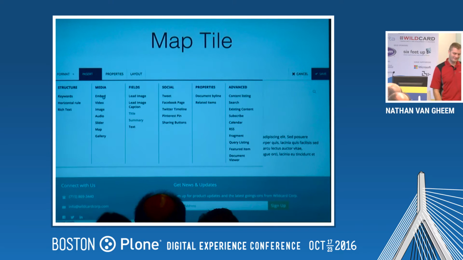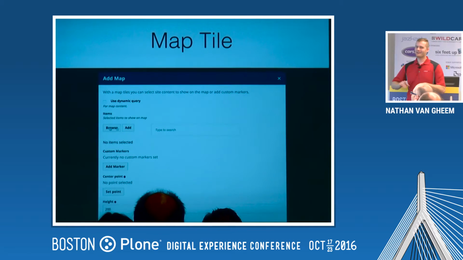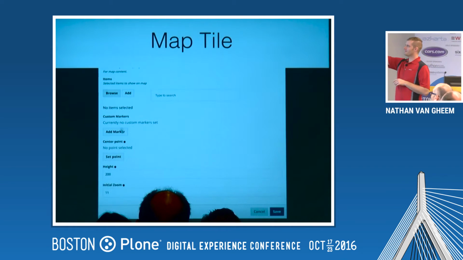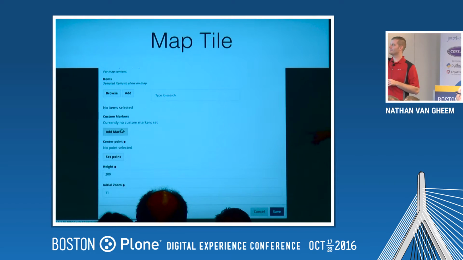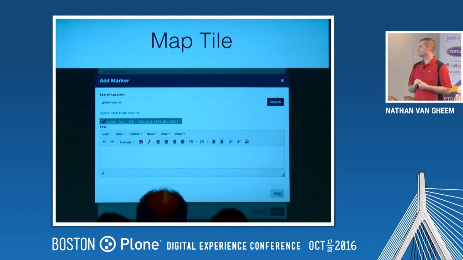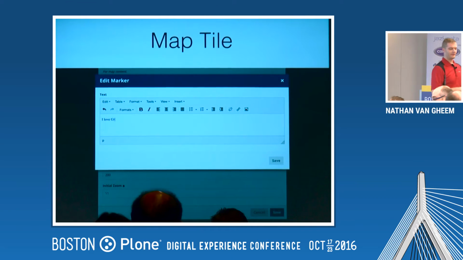And we have mapping with all of our content. So we have a mapping tile, and all content can have mapping coordinates on it. So you could just select items on your site, or you can add your own markers directly, and they'll show up on the map, and you can add descriptions and click on them.